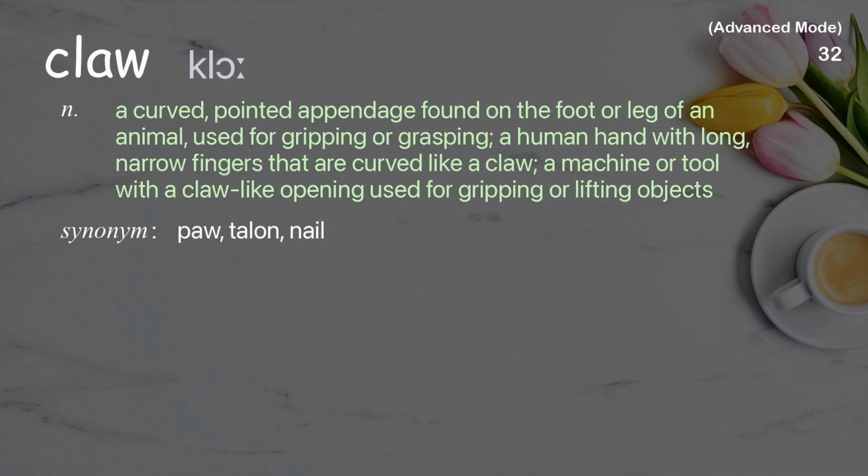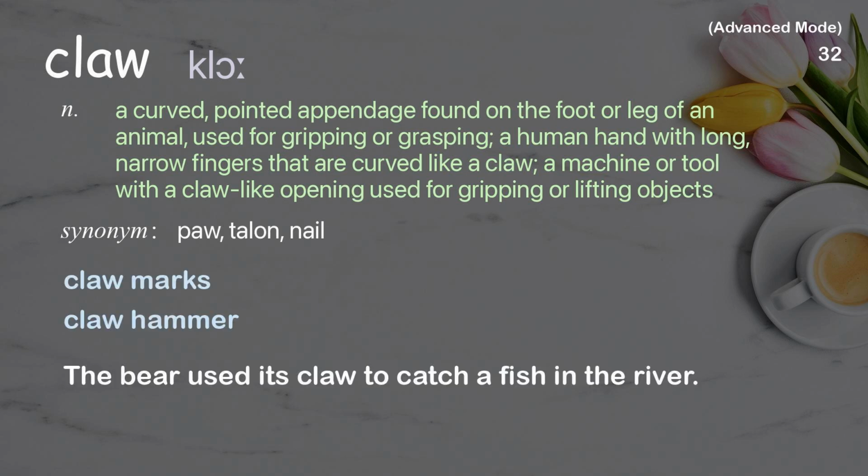Claw. A curved, pointed appendage found on the foot or leg of an animal, used for gripping or grasping. A human hand with long, narrow fingers that are curved like a claw. A machine or tool with a claw-like opening used for gripping or lifting objects. Examples: Claw marks, claw hammer. The bear used its claw to catch a fish in the river.